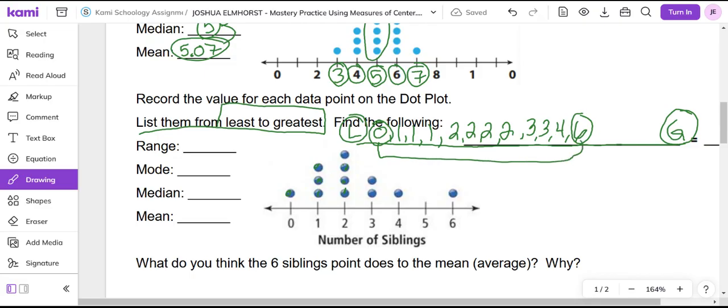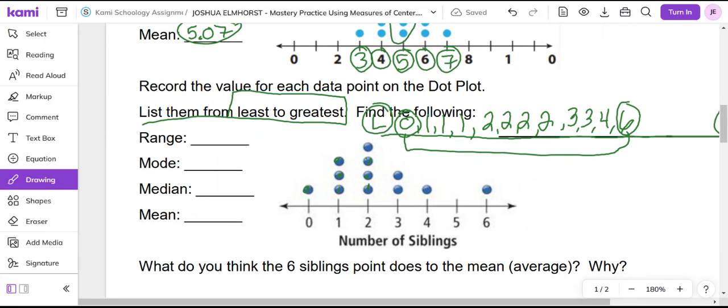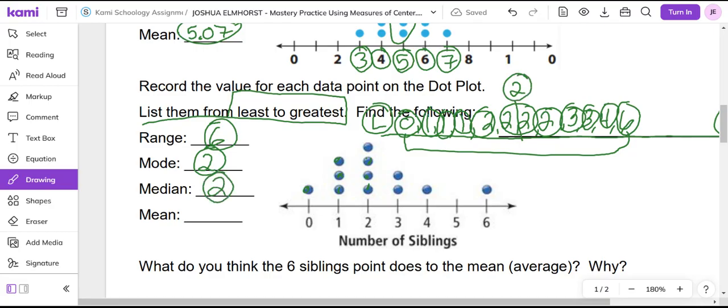Looking at the third example, what is the range? How far is it spread out from 0 to 6? All right. Does the third example have a mode? Which number repeats the most? 2. All right. Median, left, right, left, right, left, right, left, right. Middle, there's 2 middle numbers. If the 2 middle numbers are the same, then that is your median.